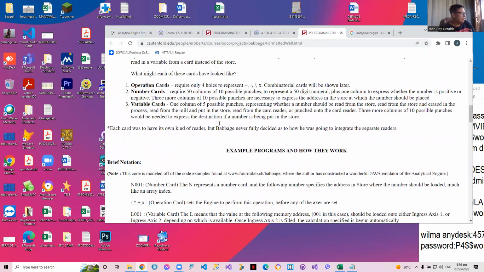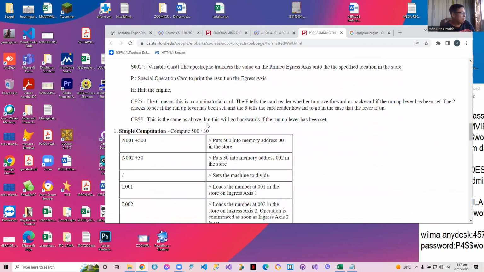So the variable cards are L and S. L means load a value from the store into the mill. Depending on the series, the first L we load into the first ingress axis, and the second L we load into the second ingress axis. Do you follow? It's automatic. The first L goes to ingress axis 1. The second L goes to ingress axis 2.